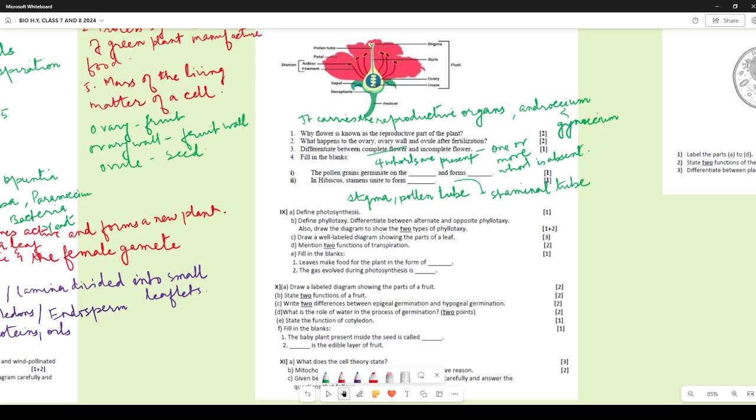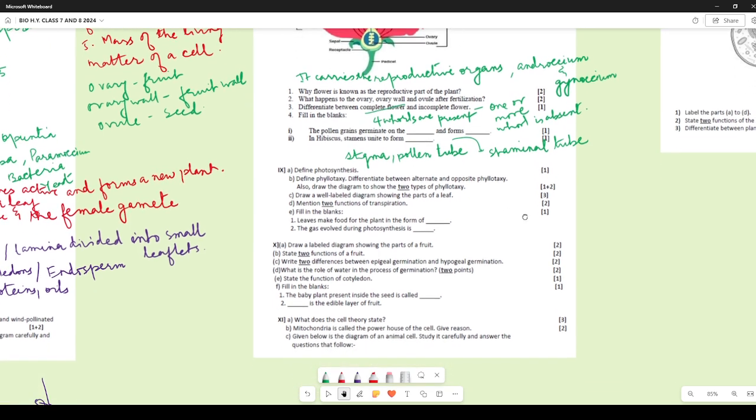Define photosynthesis. We already talked about that. Photosynthesis is the process by which green plants prepare their food. Define phyllotaxy. Now what is phyllotaxy? Phyllotaxy is the arrangement of leaves on the stem.